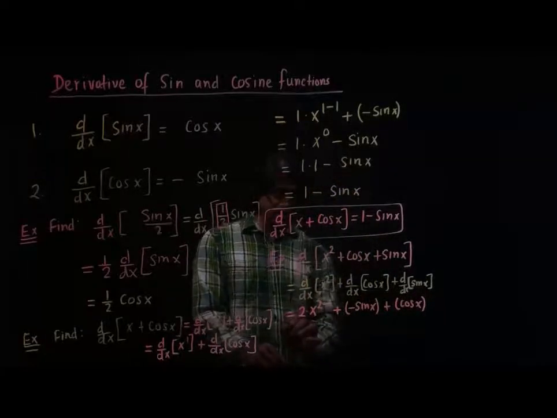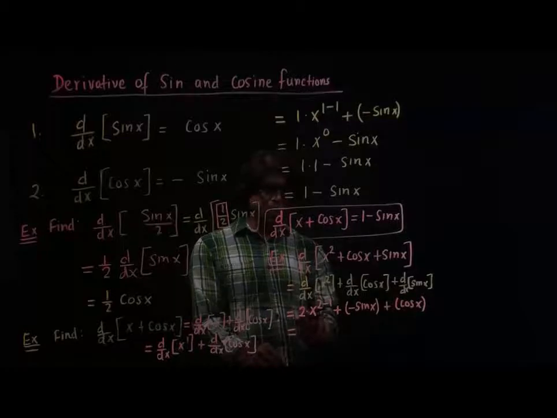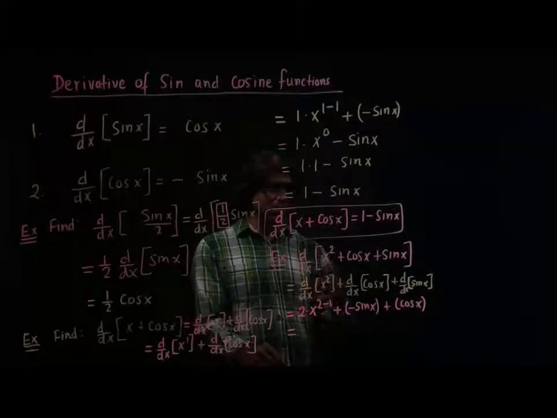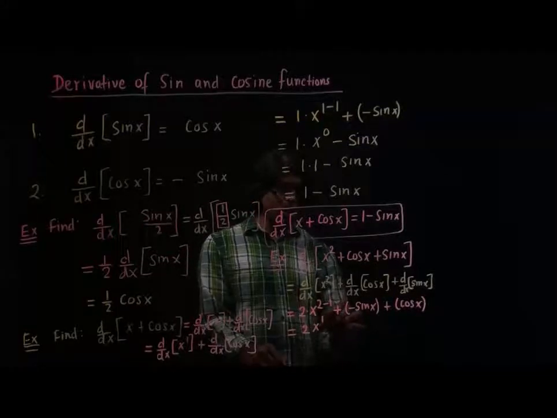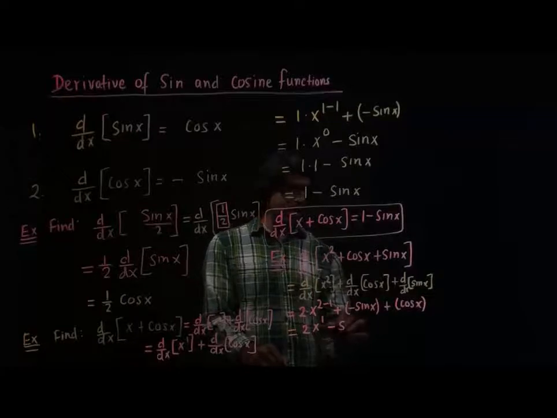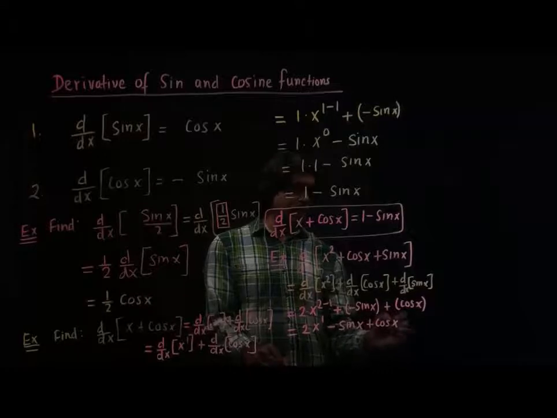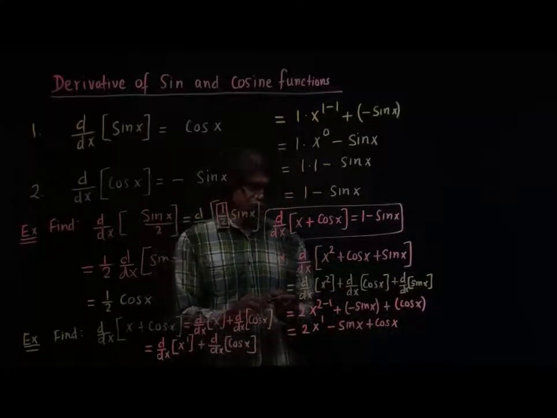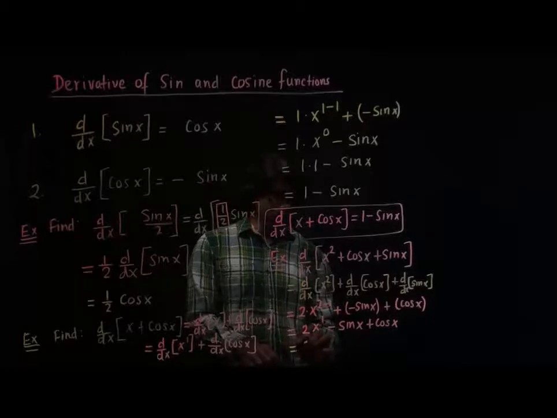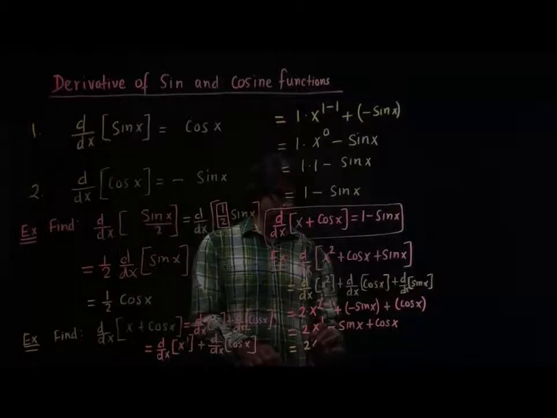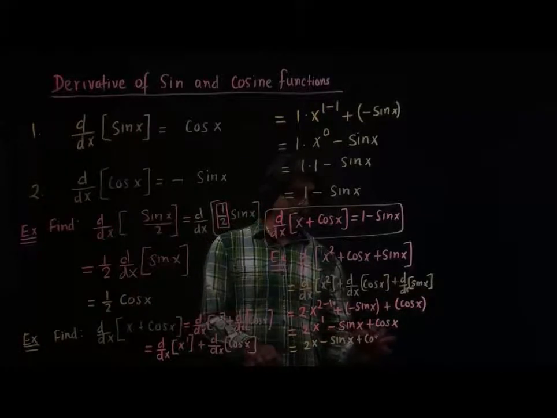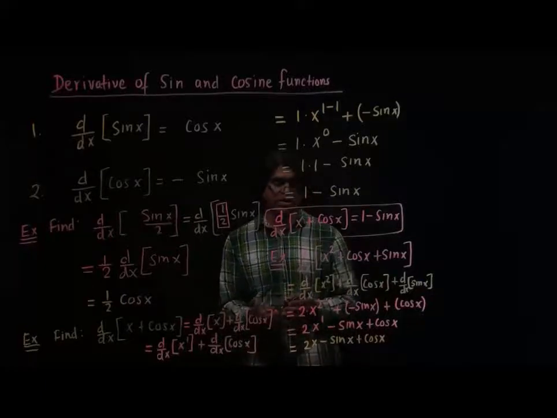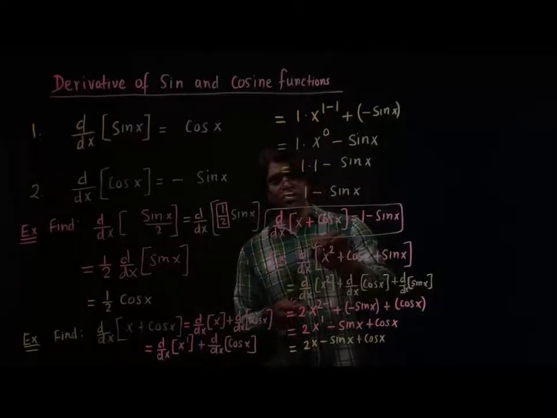So let's simplify further. We will write 2 times x to the power 2 minus 1, which is basically x to the power 1, so I will write 2x to the power 1, and then positive times negative is negative, so I will write negative sine x, plus I have a cosine x. Simplifying further, this is equal to 2x minus sine x plus cosine x. So this is the differentiation of this function right here.